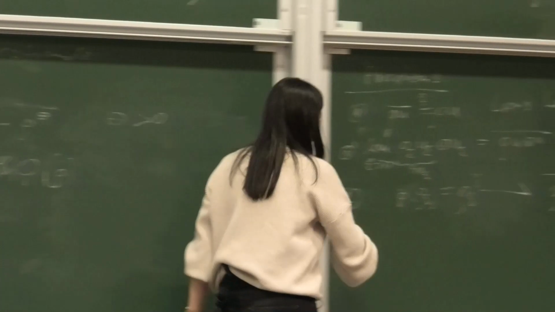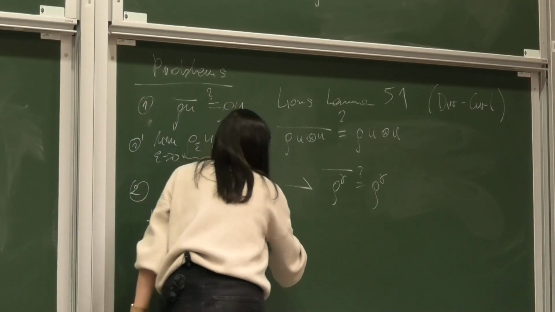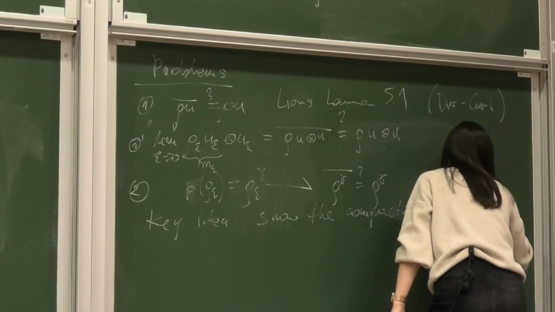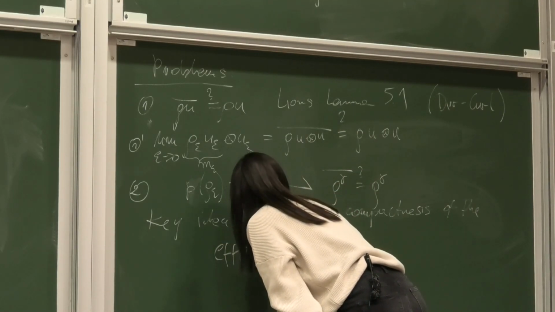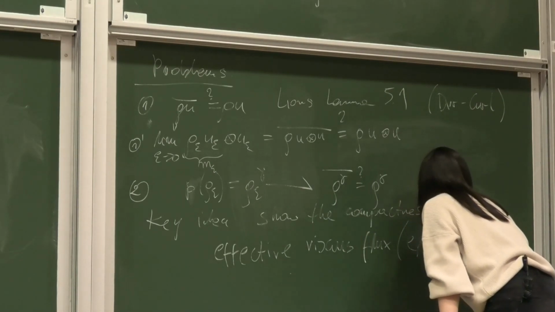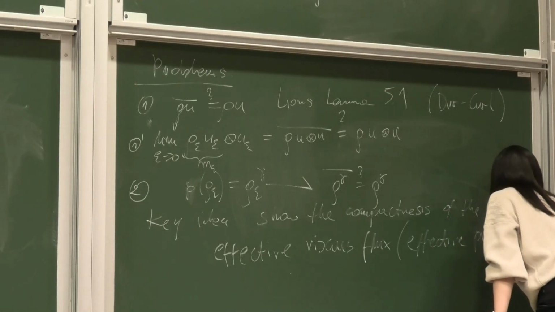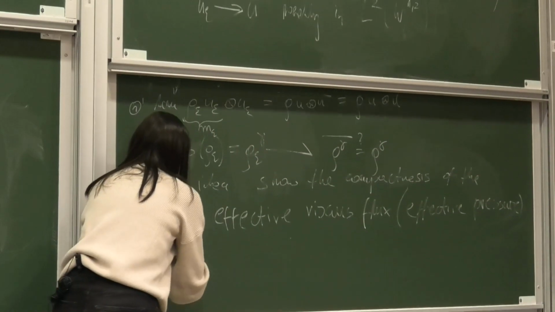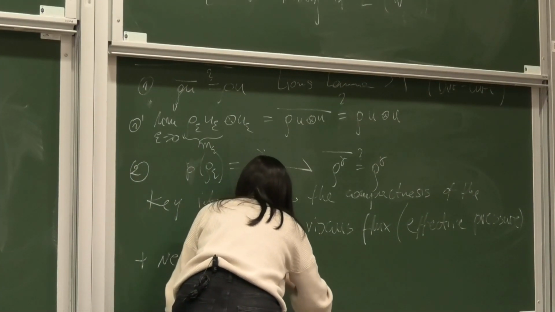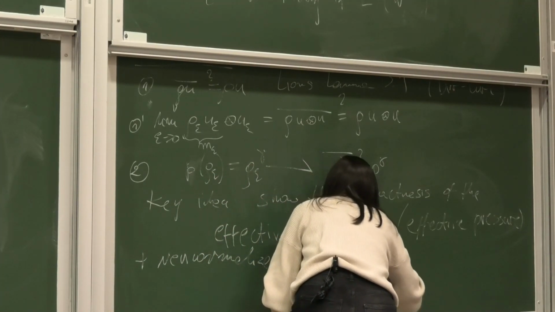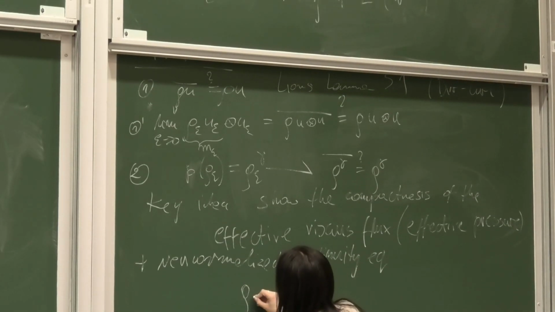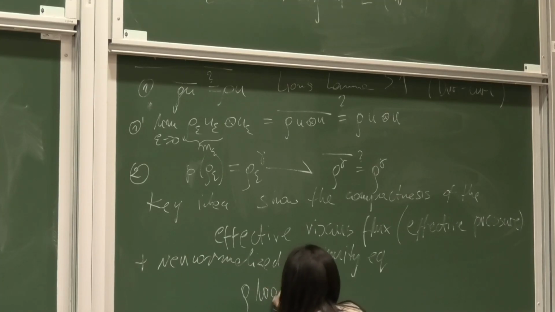So the key idea here is to show the compactness of the effective viscous flux, or effective pressure, and combine it with the DiPerna-Lions transport theory, so with the renormalized notion of the continuity equation, to show that for some nonlinearity, and this will be a very specific nonlinearity, rho log rho, you can remove this bar.